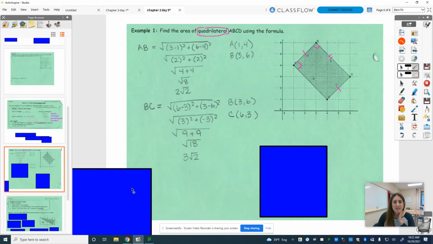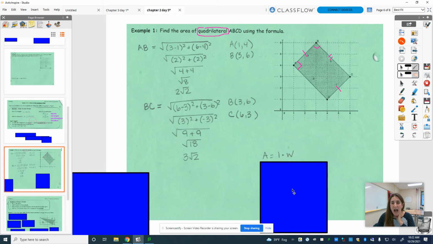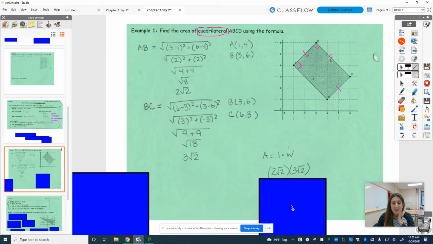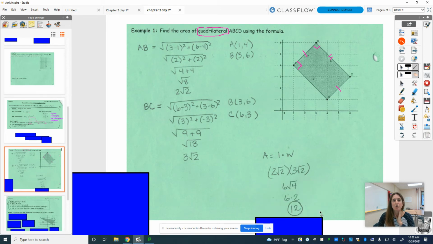I need to find the distance from B to C. I got 3 radical 2. And now I'm going to do length times width, or base times height. 2 radical 2 times 3 radical 2 is 6 radical 4, or 6 times 2, which is 12.